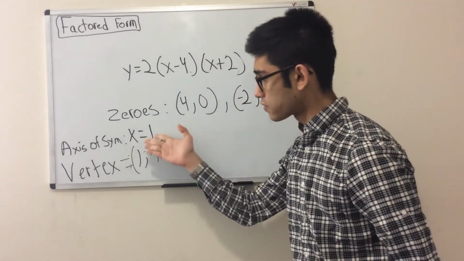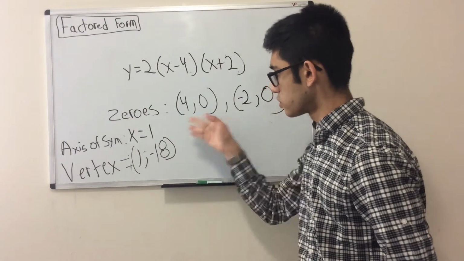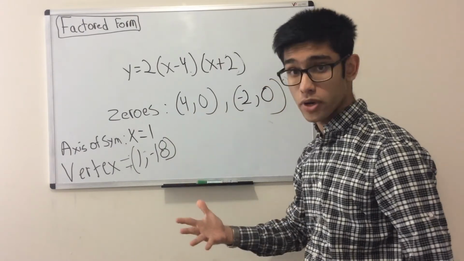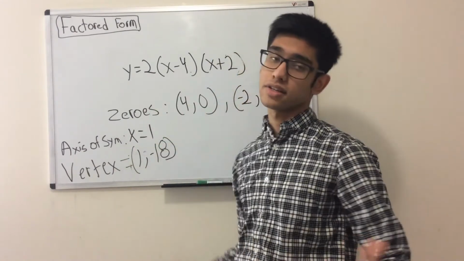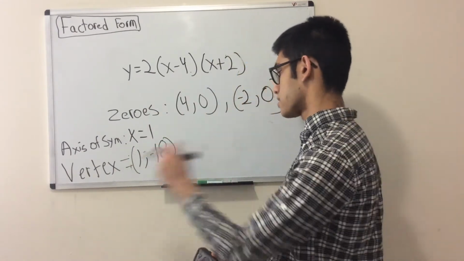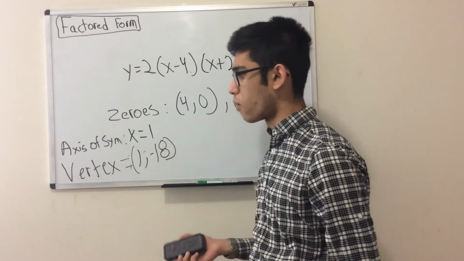So how did we get the axis of symmetry? We added the two x's together, the two zeros together, we divided by 2 to get the midpoint. And how did we get the vertex? Well, all I did was I took the axis of symmetry, plugged it into the equation. And guess what? We can even get something else from this equation, and we can get the y-intercept.